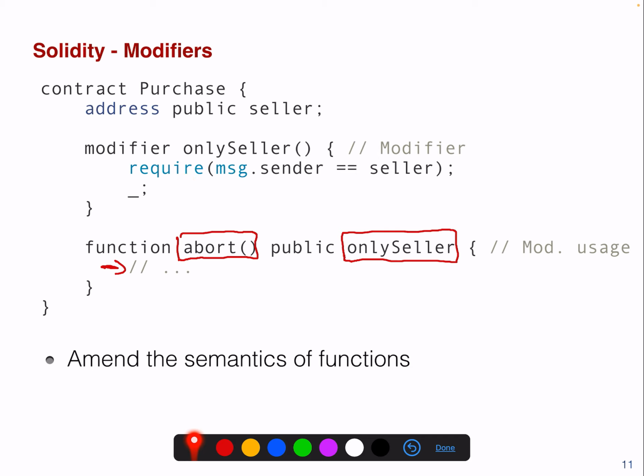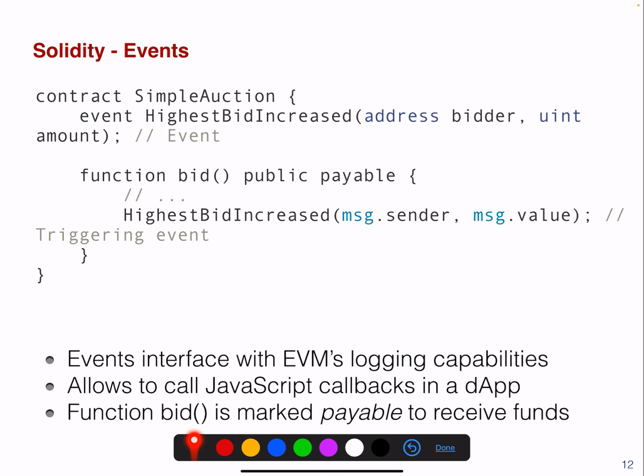There's a require, and the require tells you that msg.sender should be equal to seller, which is a state variable in the contract and which corresponds to an address that probably was populated before. And this basically means that only the seller, or only the address here defined as seller, can call the contents of the function abort. So yeah, modifiers are there to amend the semantics of functions, if you want to put it in a different way.